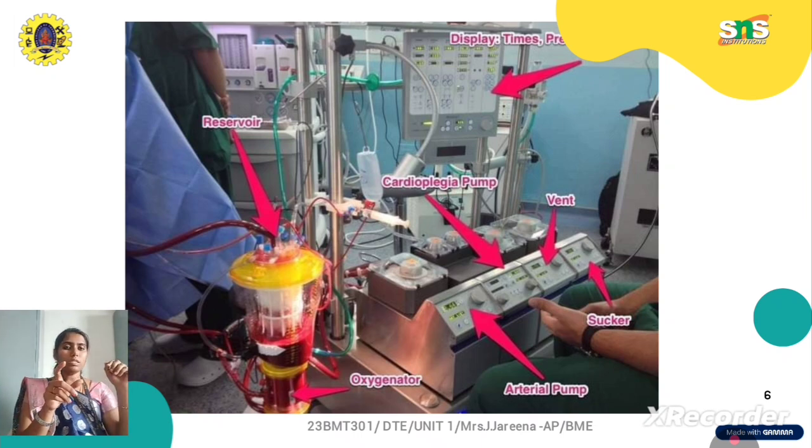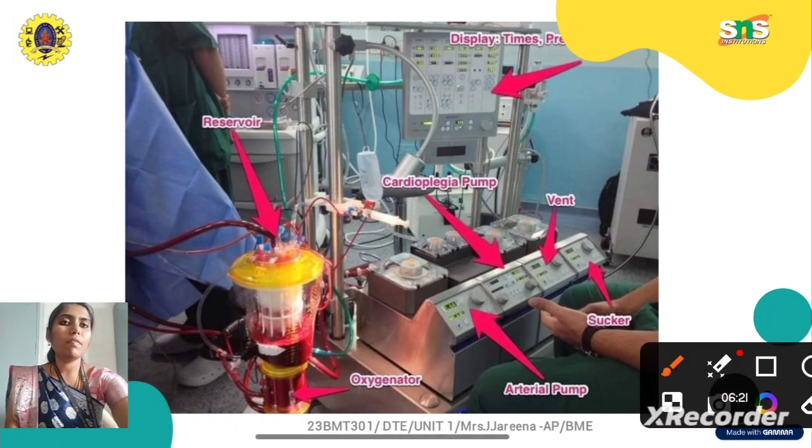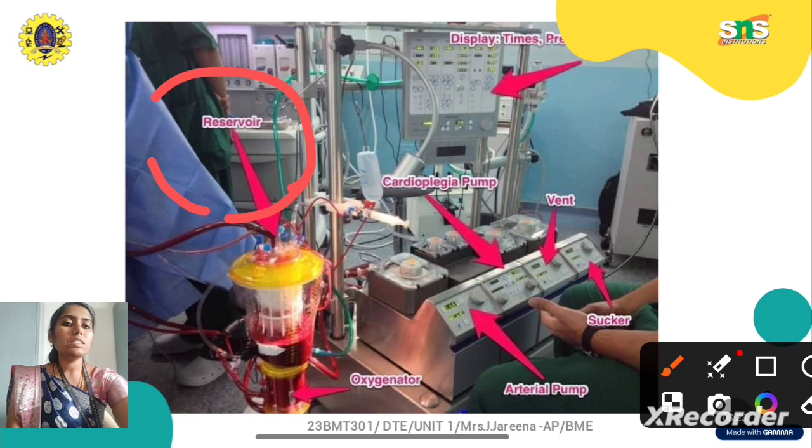So the reservoir is the place where the deoxygenated blood from the body is collected. Next to that we have the oxygenator here, this one. This is the compartment where the oxygenation process takes place. Then we have an atrial pump and a cardioplegia pump. The atrial pump is the pump that pumps all the oxygenated blood back to the heart. And then we have the cardioplegia pump.